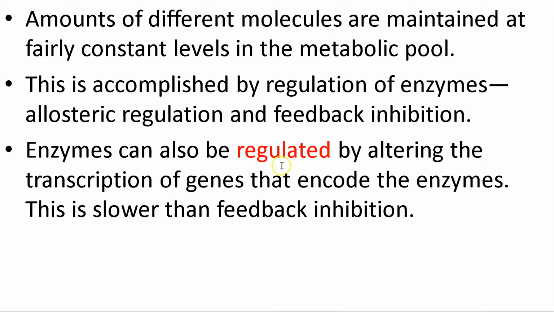Amounts of different molecules are maintained at fairly consistent levels in the pool of metabolites. This is accomplished by regulation of enzymes, allosteric regulation, which we talked about: active site versus another site, or feedback inhibition, which is when the products cancel out the making of them. We don't want to make stuff if it's already around, that's energetically unfavorable. Enzymes can also be regulated by altering the transcription of genes. We haven't talked about that, but controlling if genes are being transcribed and translated is also a big way to regulate if enzymes are being, A, even made, or B, being used.